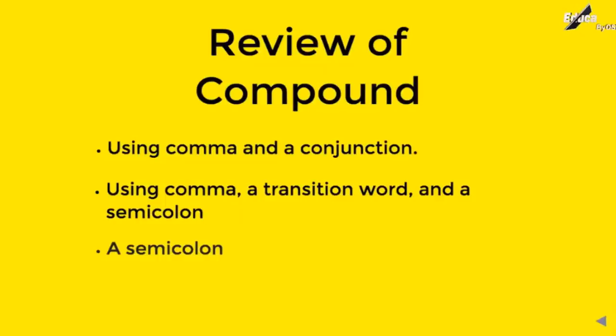Now let's review how to make a compound sentence. You can have three types of compound sentence. The first one is having a comma and a conjunction in between two independent clauses. The second type of compound sentence has a semicolon, a transition word, and a comma in between two independent clauses.